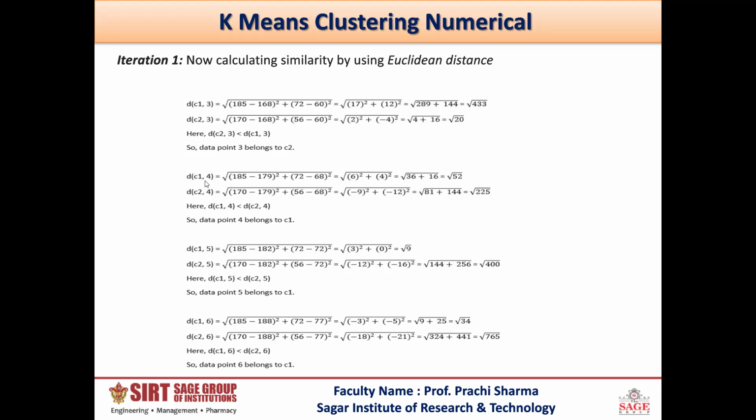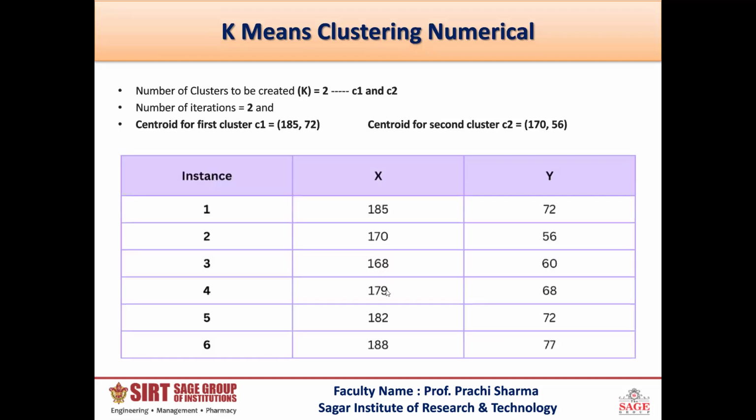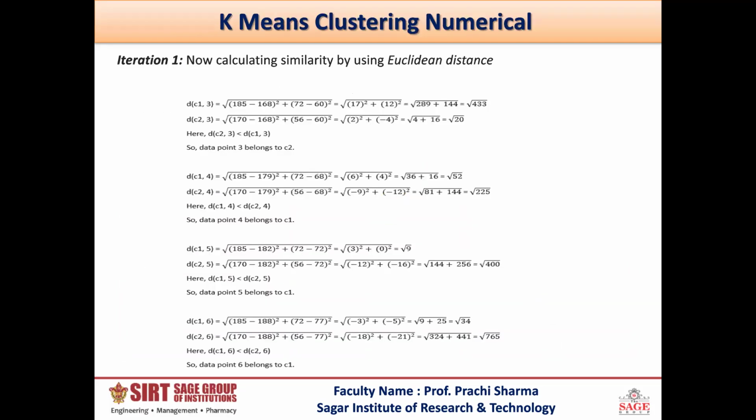Similarly, we will calculate for point 4, that means for 179 and 68. So 185 minus 179 and 72 minus 68, where 185 and 72 were the values of C1. After solving this, we get root 52.